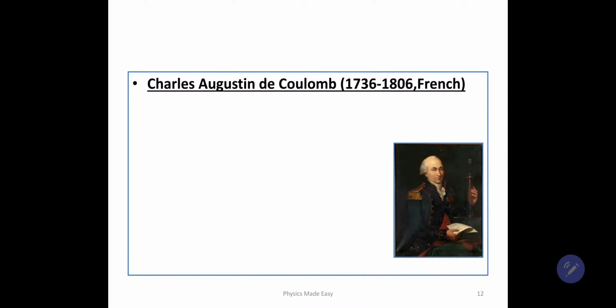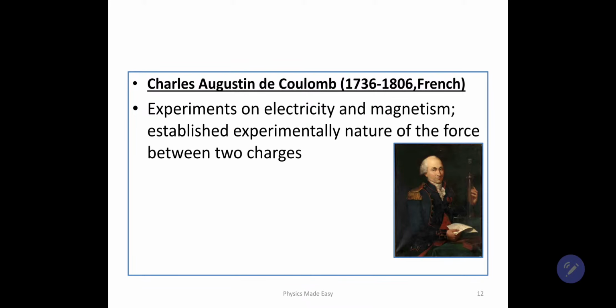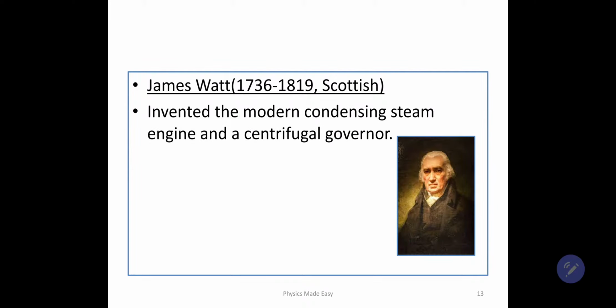Charles Augustin de Coulomb, he was a French scientist who conducted so many experiments in the field of electricity and magnetism, and he established experimentally the nature of force between two charges. We can calculate the force between any two charges with his famous formula.